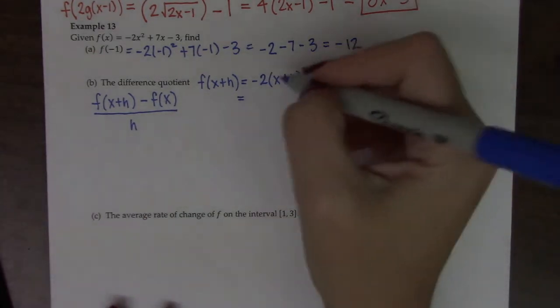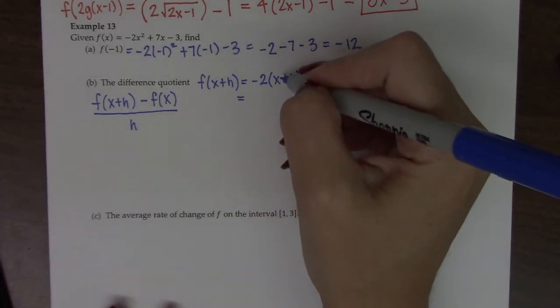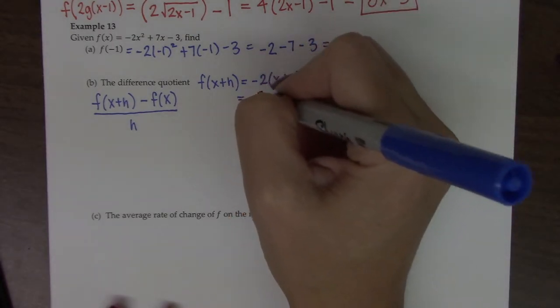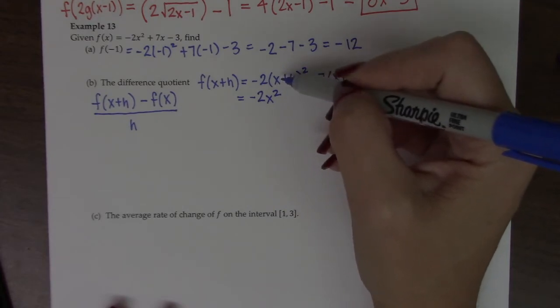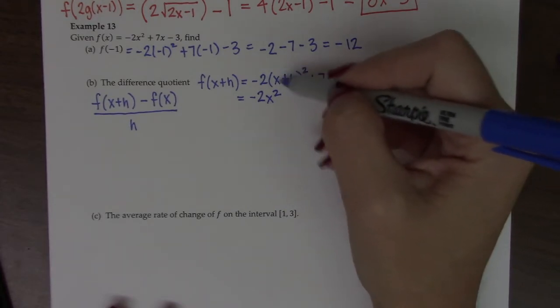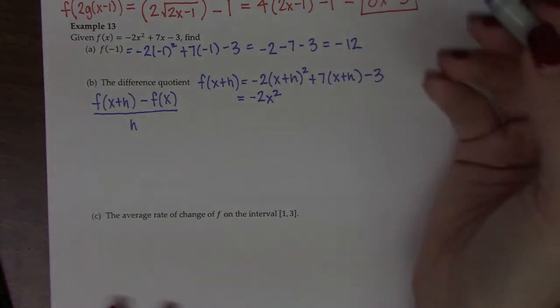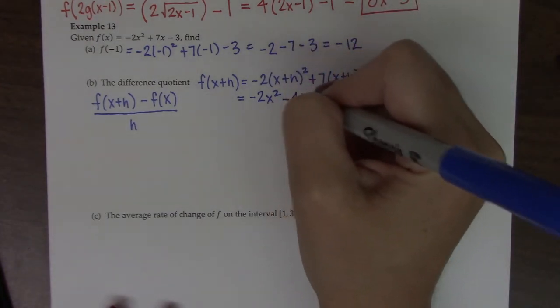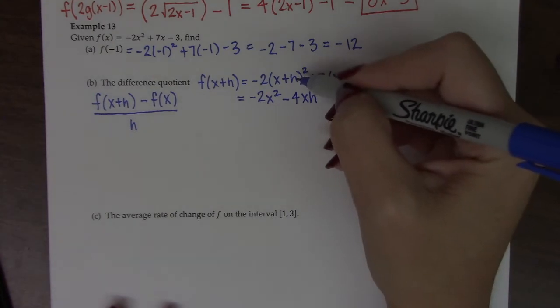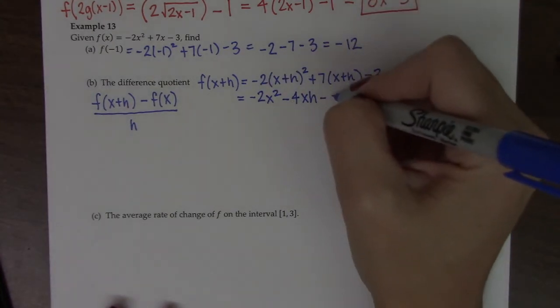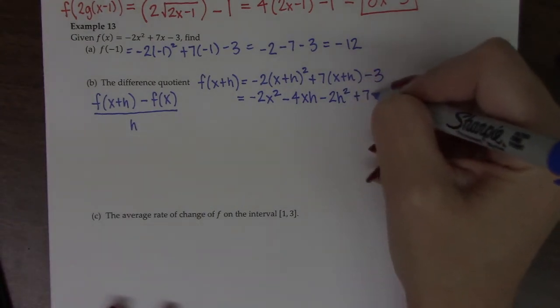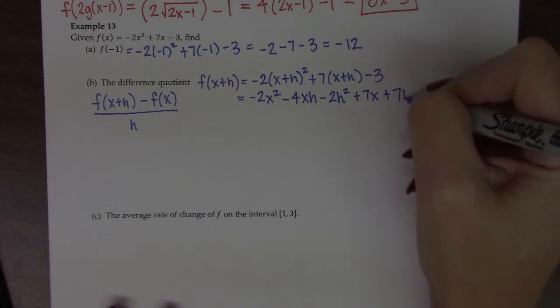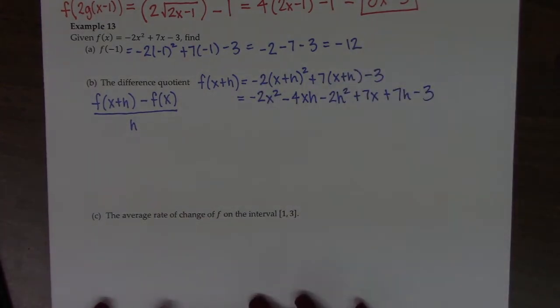And I'm going to get x squared times negative 2, so negative 2x squared. The outside terms are x times h, and the inside terms are h times x, so I get 2xh, but then I need to multiply that by negative 2 and get negative 4xh. H times h is h squared, but when we multiply it by negative 2, I get negative 2h squared plus 7x plus 7h minus 3. So now I'm ready to plug this into my difference quotient.